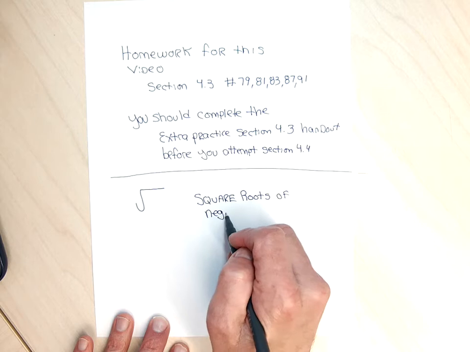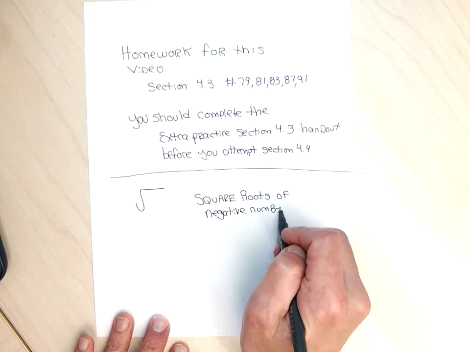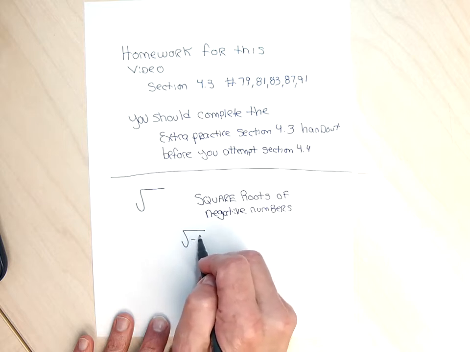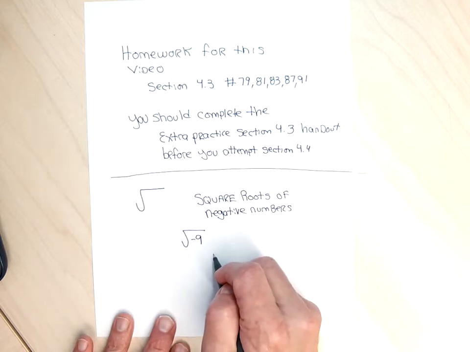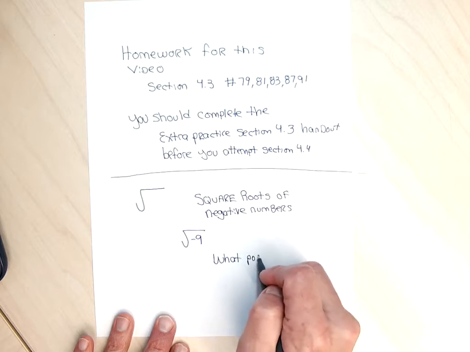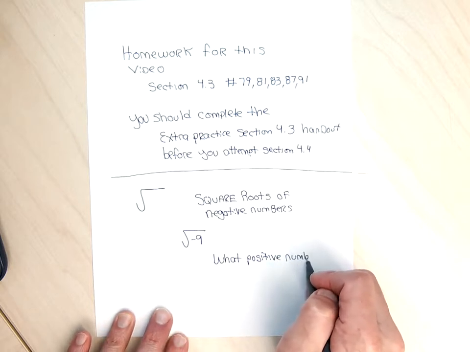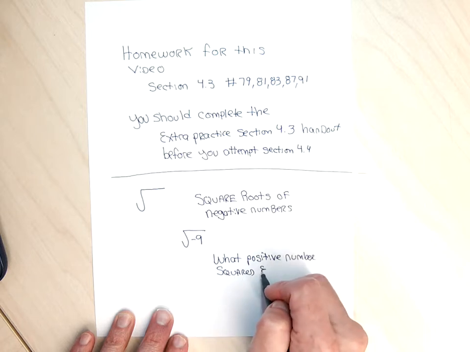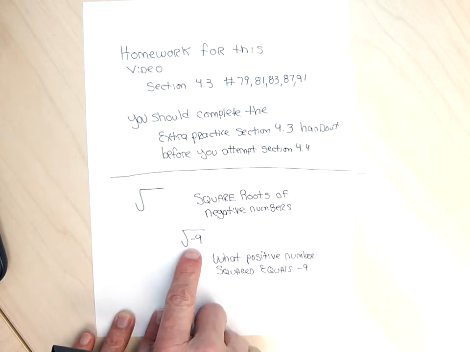And frequently, we're going to be asked to find the square root of a negative number. For instance, we might be asked to do the square root of -9. If you remember what this radical symbol means, this is asking, what positive number squared equals -9? That's the question that's being asked by the square root of -9.